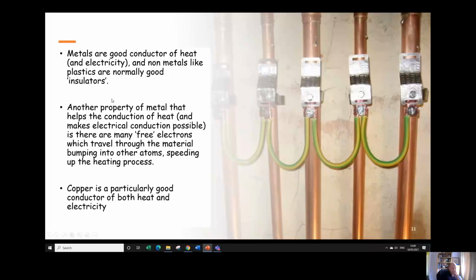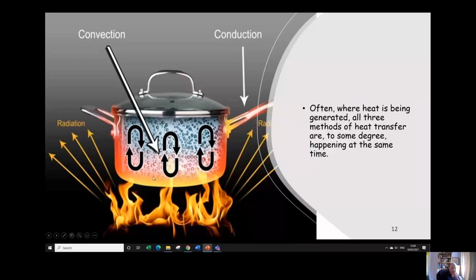One of the other properties of metal that makes it a good conductor of heat, as well as making electrical conduction possible, is that there's many free electrons which travel through the material, bumping into the other atoms and speeding up the heating process. And as I've said previously, copper is a particularly good conductor of both heat and electricity.